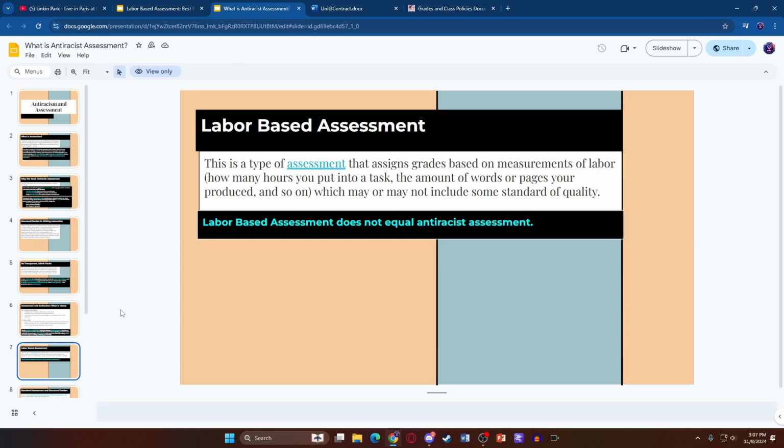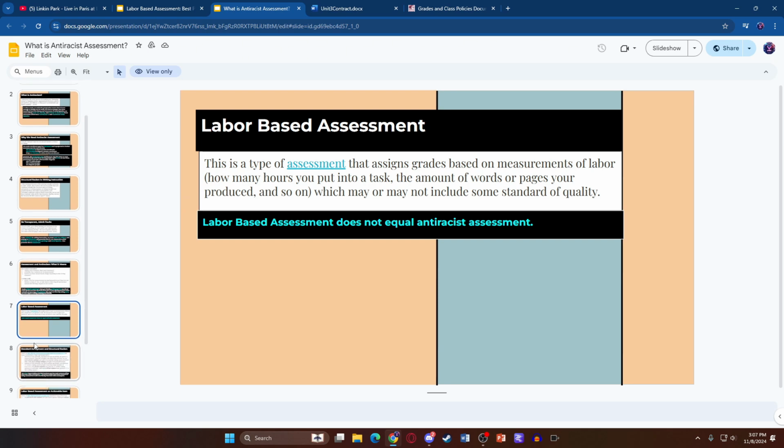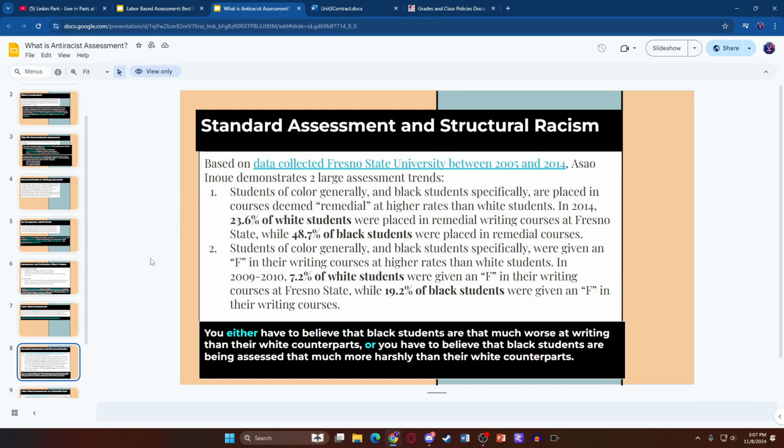So, labor-based assessment. Again, this is a type of assessment that assigns grades based on measurements of labor: how many hours you put into the task, the amount of words or pages you produce, and so on, which may or may not include some standard of quality. That's one thing to point out, right? A lot of people have pushed back on this, thinking you get rid of standards. You don't necessarily have to. You can still put in measurements of quality if you want in labor-based assessment.